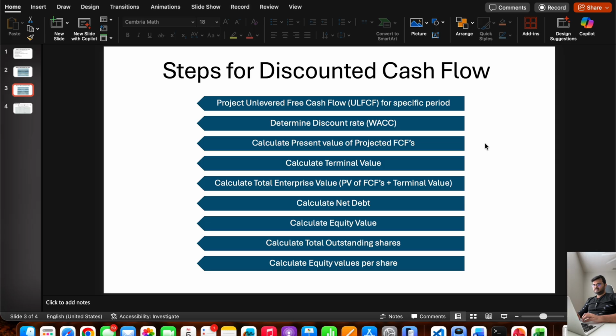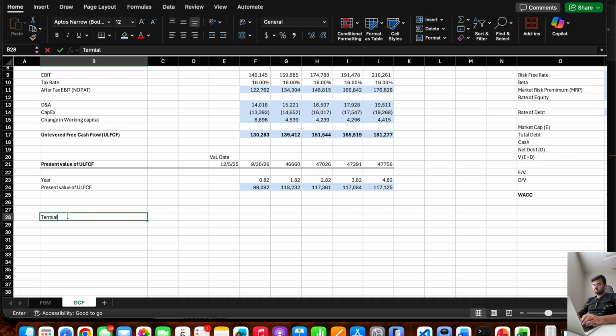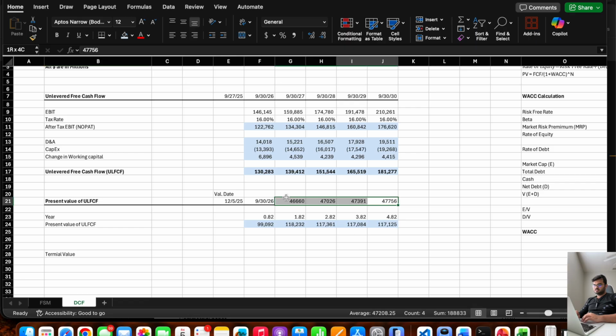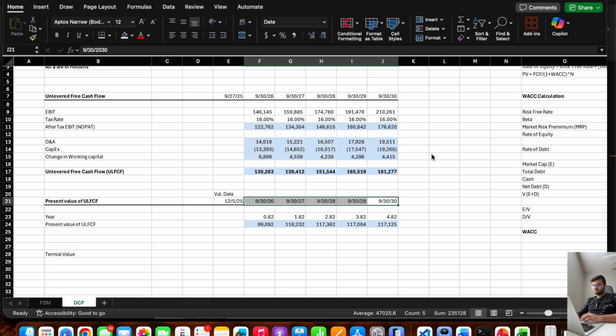Now the next step is terminal value. Again, why is terminal value needed? That is because we only calculate the... let me see, something is wrong here. I think the formatting is wrong. Okay, I don't know how it happened.